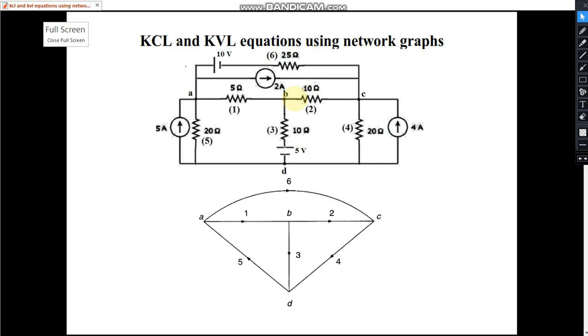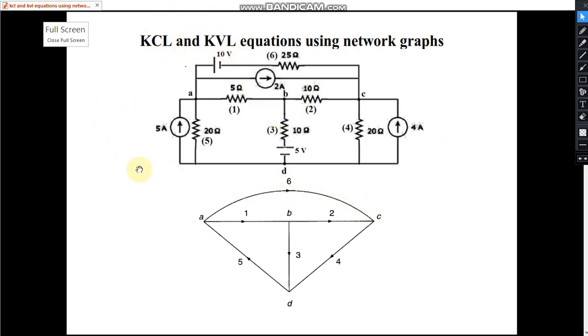The behavior of each and every component depends upon the voltage current relationship, here in case of an electrical network. And the behavior of interconnection is expressed in terms of network graphs. So these network graphs are drawn in order to express the behavior of interconnection. Okay. So suppose let us consider this network.